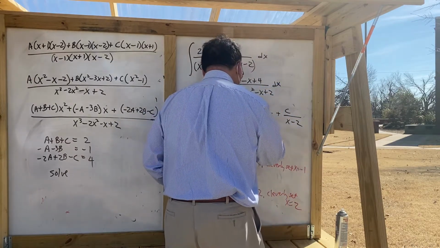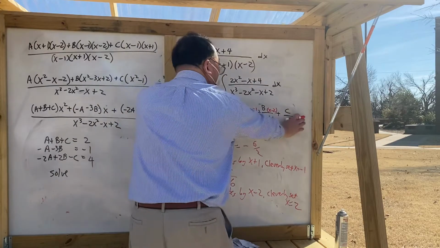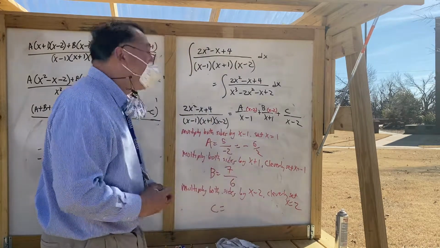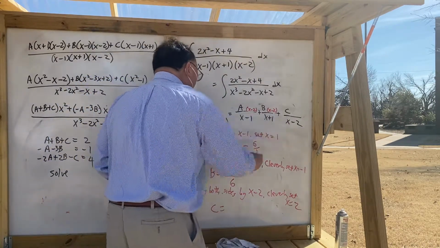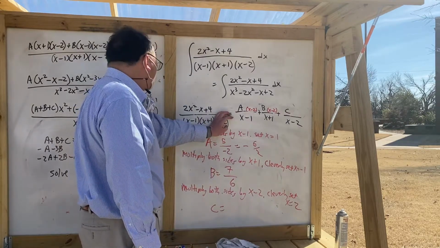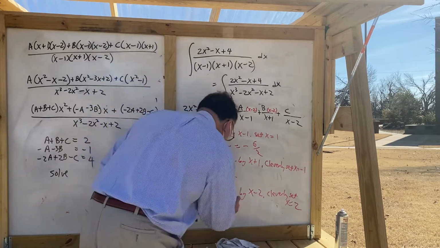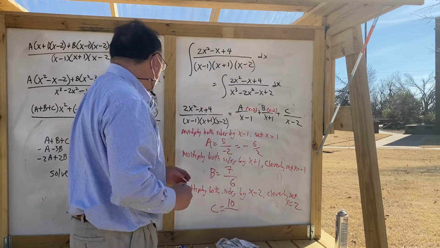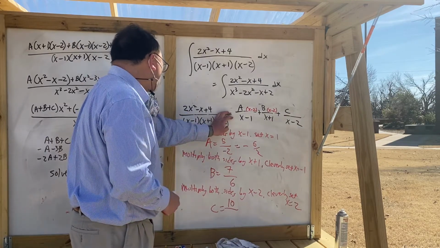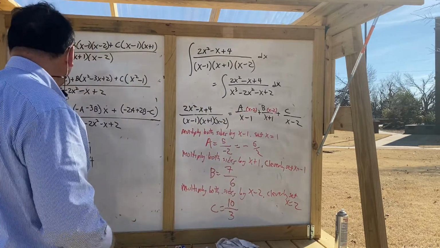Okay, so I got x minus 2, x minus 2. Multiply both sides by x minus 2. This x minus 2 clears up, so I get c is equal to, when I set x is equal to 2, this term goes away, this term goes away. I have to plug in 2. 2 squared is 4. 4 times 2 is 8. 8 minus 2 is 6. 6 plus 4 is 10. So that's 10 over 2 minus 1 is 1, 2 plus 1 is 3. So I get c is equal to 10 thirds.